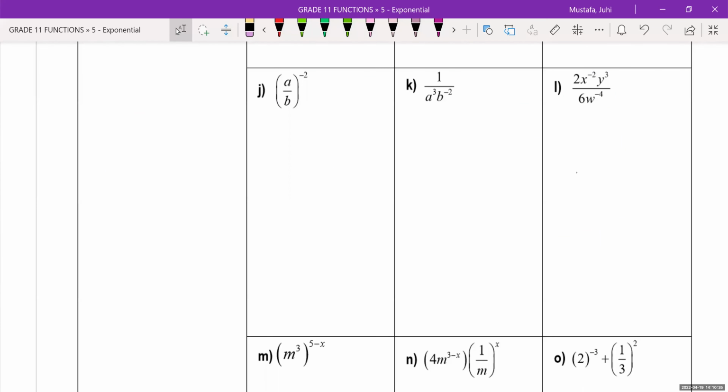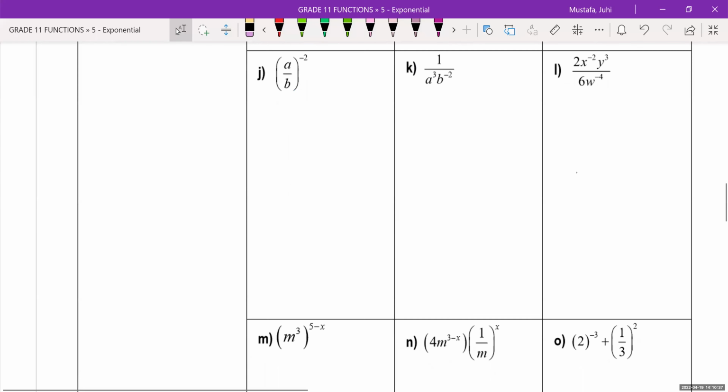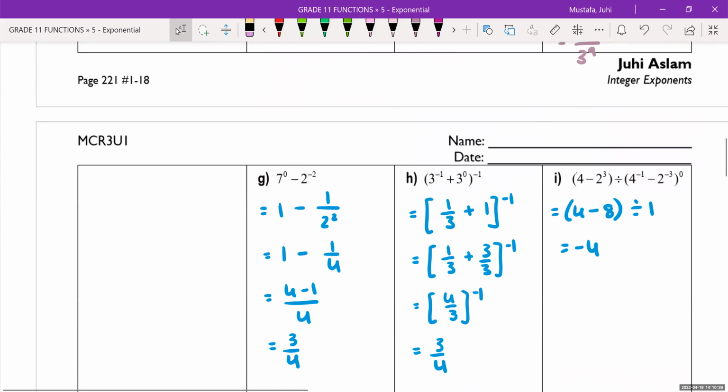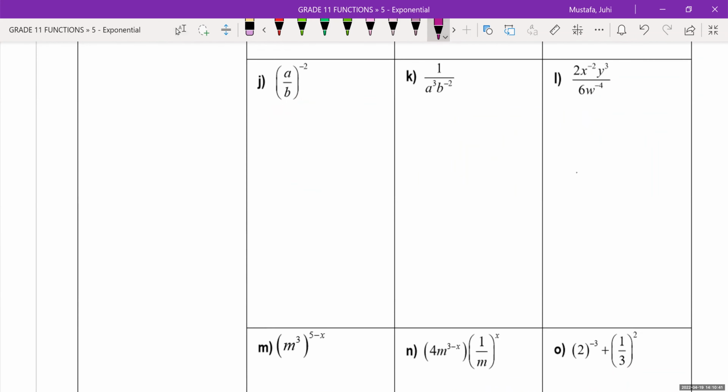Question J. So you know that little trick I just showed you guys? Let's go ahead and use it in this example here. I am going to take the reciprocal of these. It's going to be b over a, and it's going to become to the power of 2. And if you take a look at the power of a quotient rule, you can take the 2 and apply it to the numerator and denominator. So it'll become b squared over a squared.